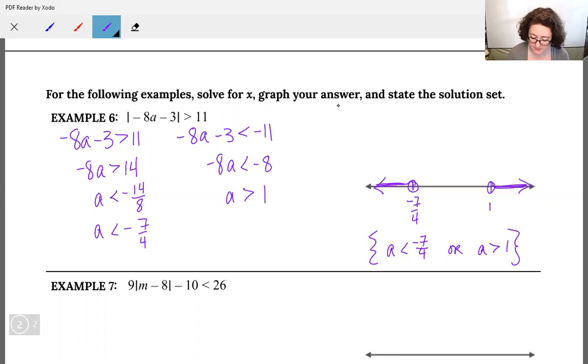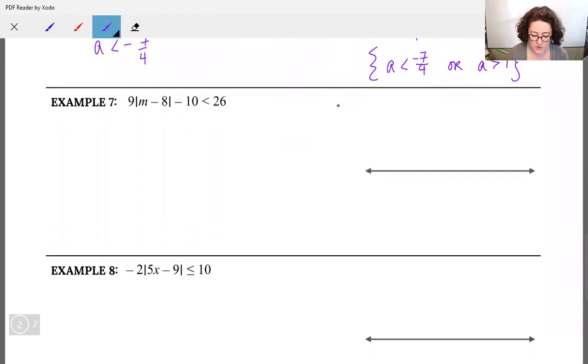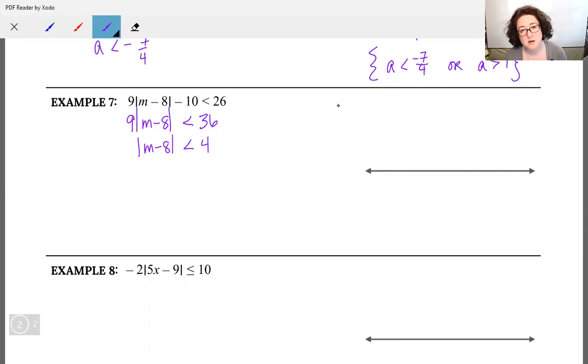So let's check it out. Okay, so again, we want to move the 10 first. So 9 times the absolute value of m minus 8, add 10 to both sides, so I'm looking at 36. Now I want to deal with the 9, so I'm going to divide 9 out of both sides. That gives me absolute value of m minus 8 is less than 4. And now my absolute value bars are by themselves, so I am ready to solve this out.